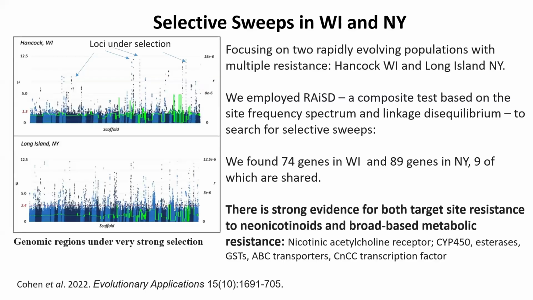And what we found is that there were a fair number of genes in both populations, independently, 74 in Wisconsin, 89 in New York, only 9 of which were shared, right? So we're seeing selection, but it's often not necessarily involving the same genes in these comparisons. And in this set of resistant loci, it's a range of things: target site changes, as well as a number of metabolic genes in those detoxification pathways.